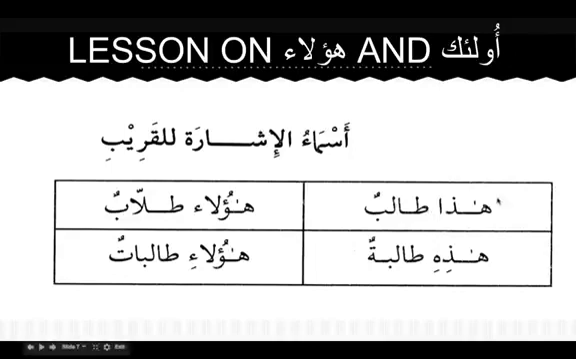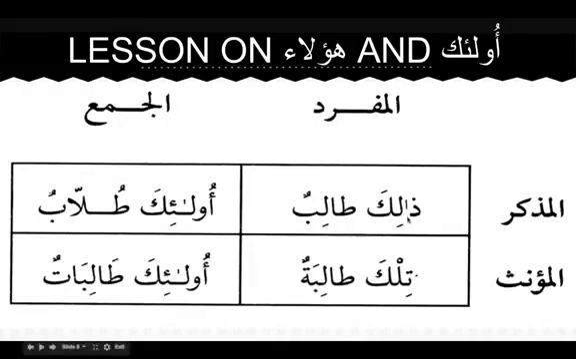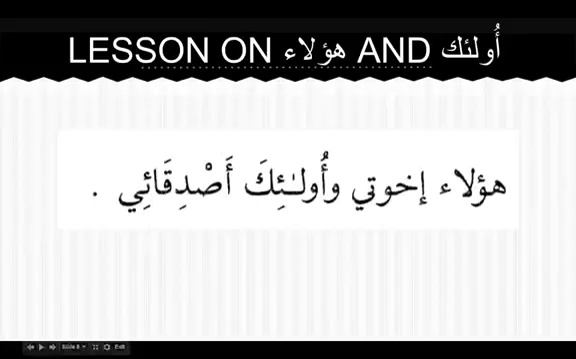So we have, for example, هذا طالب, هؤلاء طلاب. This is a student, these are students. It's a plural. So if you say هذه طالبة, this is a female student, هؤلاء طالبات, feminine, these are female students. So for ذلك طالب, أولئك طلاب, تلك طالبة, and أولئك طالبات. So for both مذكر and مؤنث, it is the same in plural forms.